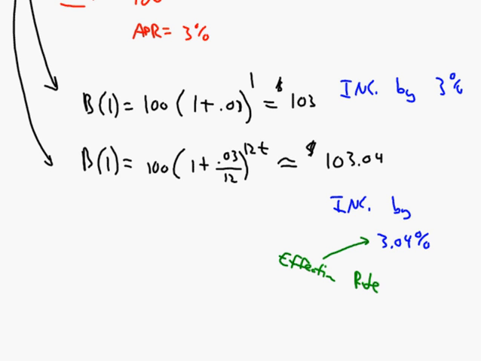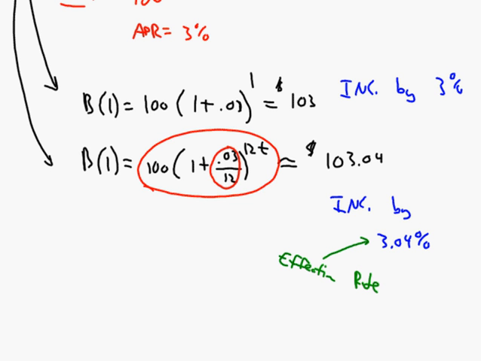And it sort of makes sense. If you think about this formula for a minute, at the end of the first month, they give you 1/12 of the interest, 0.03 divided by 12. But then during the second month, you earn interest on the original $100 you invested, plus the little piece of interest they gave you at the end of the first month. So that's what's happening when you're compounding more frequently. You're actually earning interest on interest throughout the year.